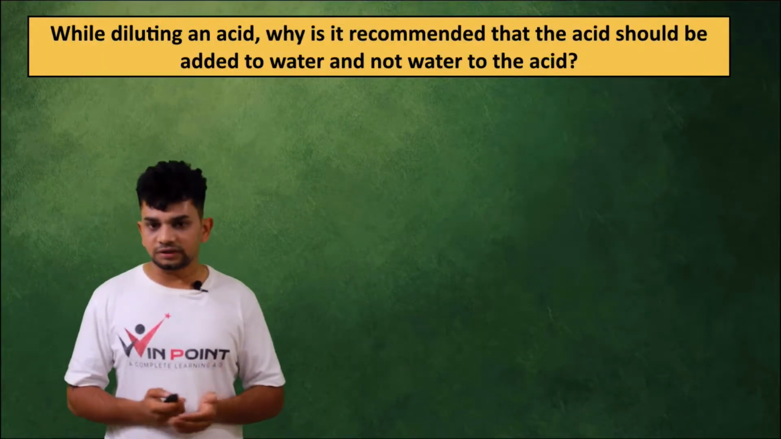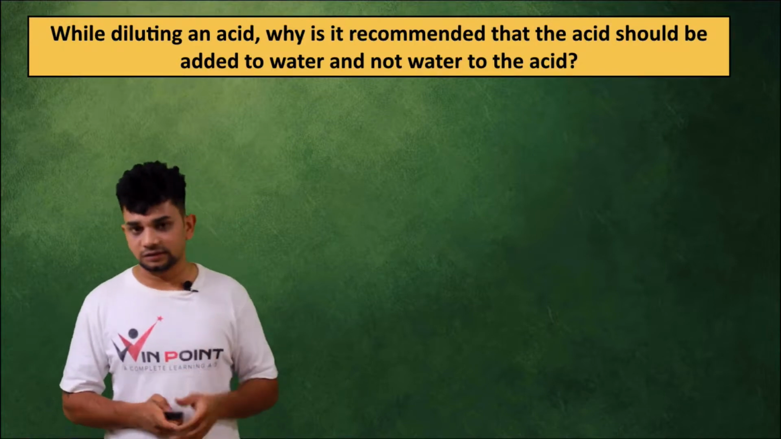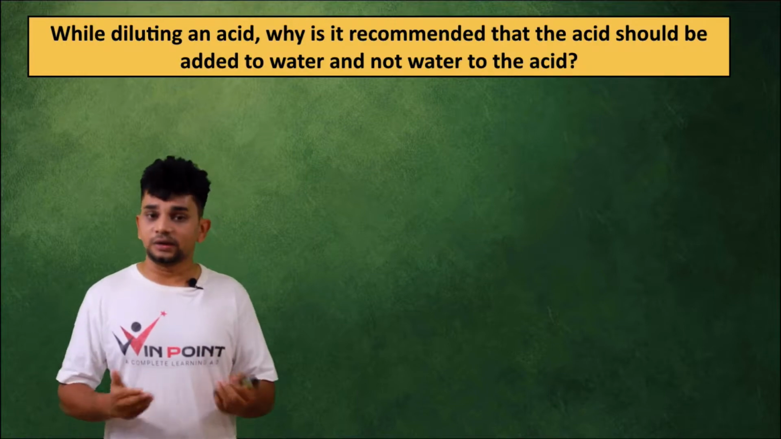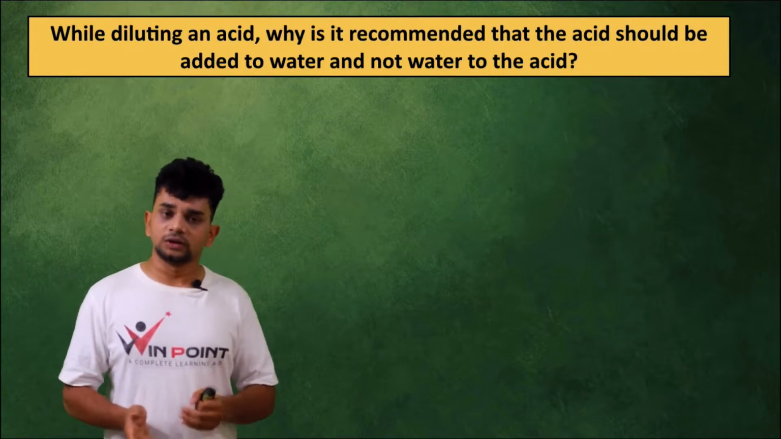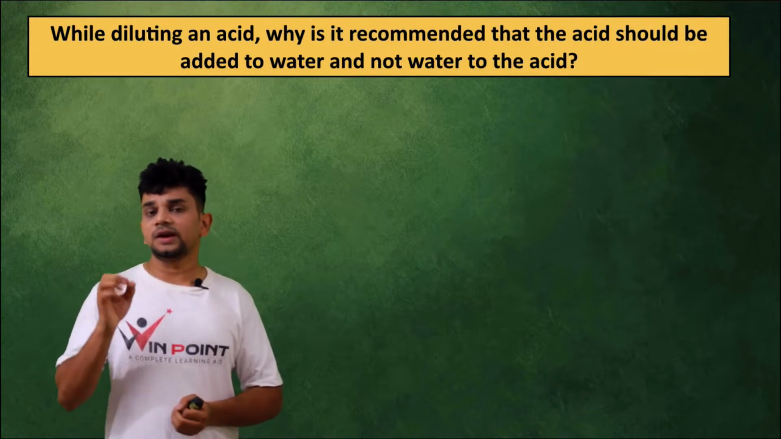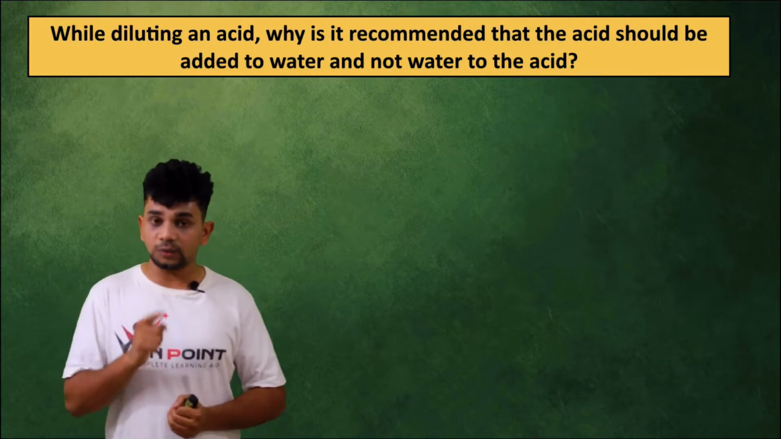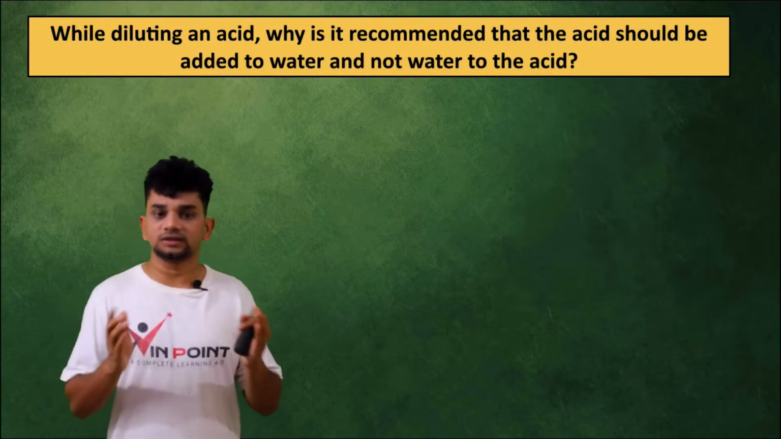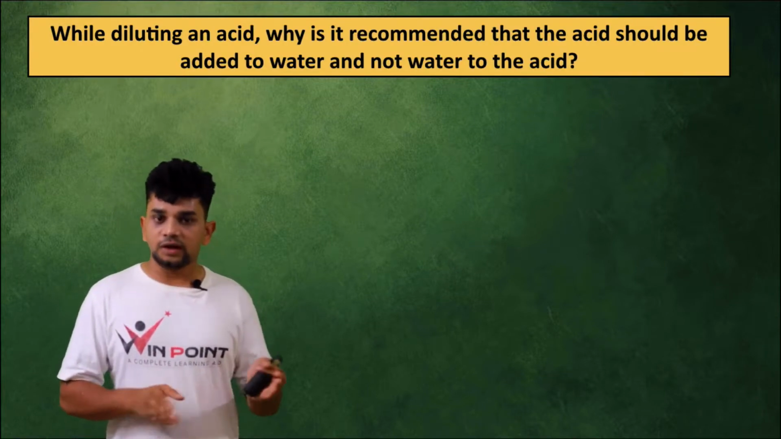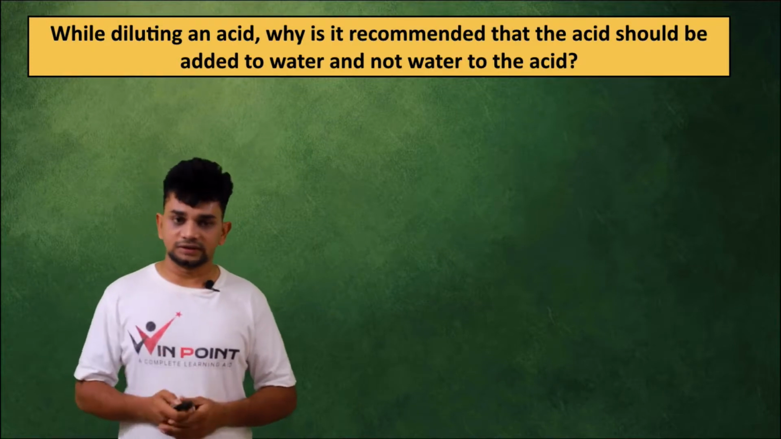Why is it recommended that the acid should be added to water and not water to acid? When we are diluting acid, what do we mean by the term dilution? Dilution means adding water. When we add water to acid, it will get diluted, right? But when we are diluting an acid, we should not add water to acid. We need to add acid to water. Both are different, right? The result will be different. Let's discuss that.